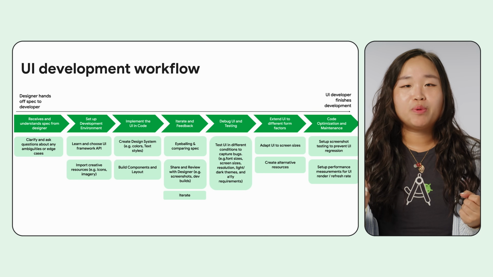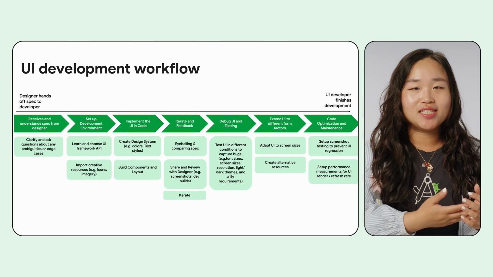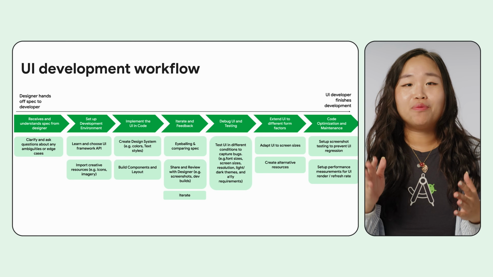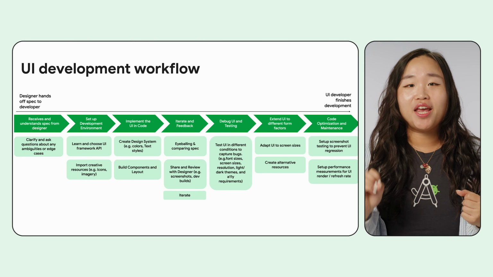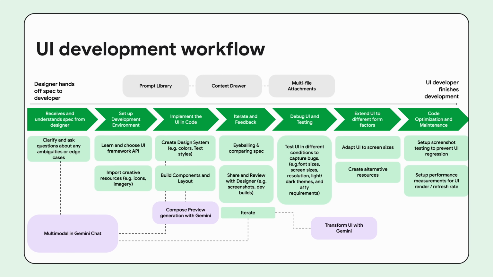But the idea is we took some of these subtasks and experimented with Gemini capabilities and built features that we think can really help improve the productivity in this workflow and tasks. And some AI capabilities we came up with are multi-model chat, preview generation, and transform UI, as well as existing Gemini Android Studio features that we think can also be leveraged to complete these subtasks.